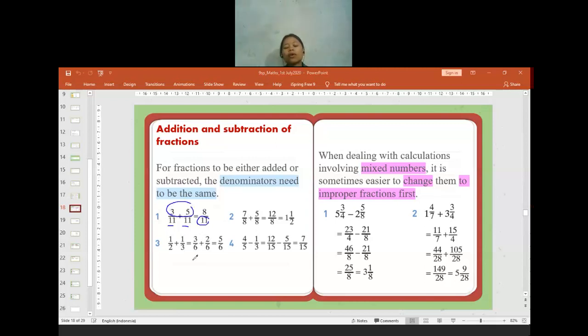But now for the example question 3, the denominators are different, 2 and 3. So it means I have to make them the same. I have to find the LCM, lowest common multiple, first. So I found the lowest common multiple is 6. That's why I make everything into 6. After that, from 2 into 6, I need to multiply it by 3. That's why the number 1 in here, I multiplied by 3, become 3.